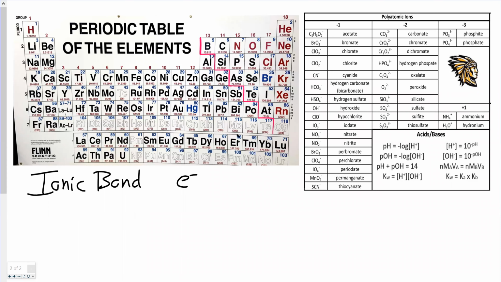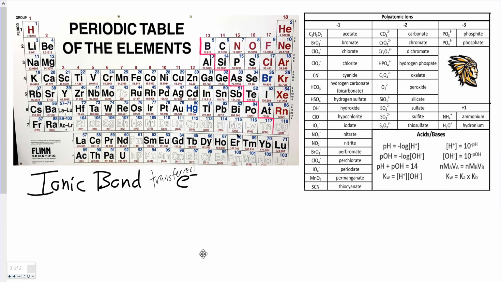All right, for ionic bonding, what happens with the electrons? Are they shared or are they transferred? Transferred. They are transferred. You guys can see my screen with the periodic table, right? Okay, good. So yes, they are transferred. That's what happens with electrons.